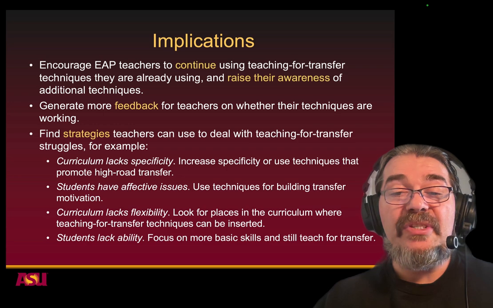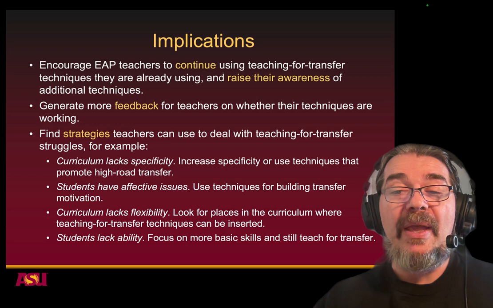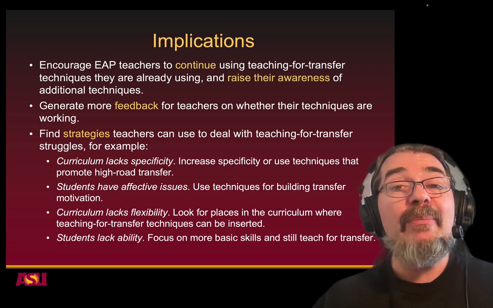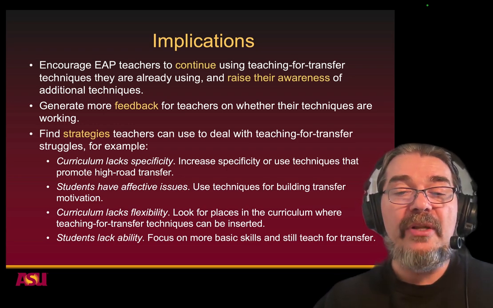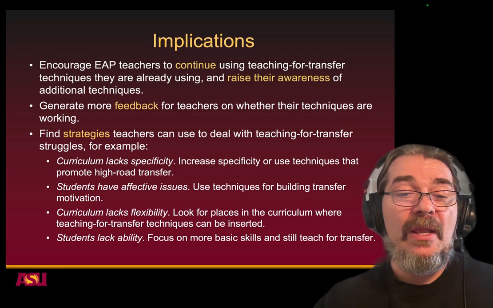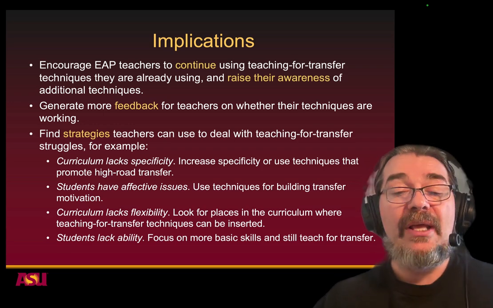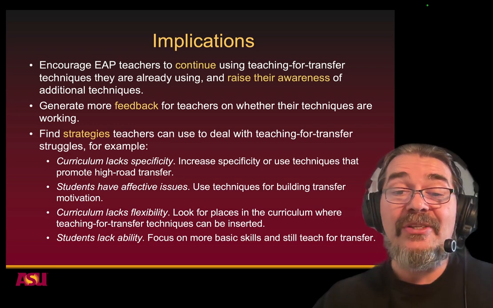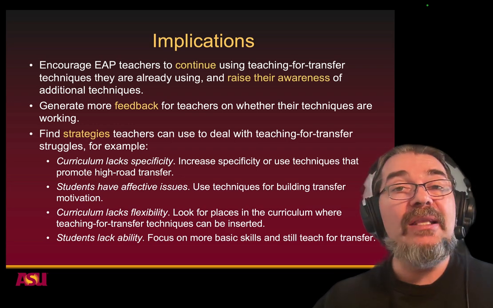The second example, to deal with students' affective issues, a teacher could use techniques for increasing transfer motivation, like making sure the students know that transfer can have benefits, like getting higher grades in other courses, and making sure the students see improvements in their EAP skills and knowledge, so they will have the confidence to transfer those skills and knowledge when opportunities come up. The third example, to deal with a curriculum that lacks flexibility, a teacher could find teaching techniques that are relatively easy to insert into classes and don't take much time, like just asking students to brainstorm about where they think they might be able to transfer knowledge and skills outside the EAP course.